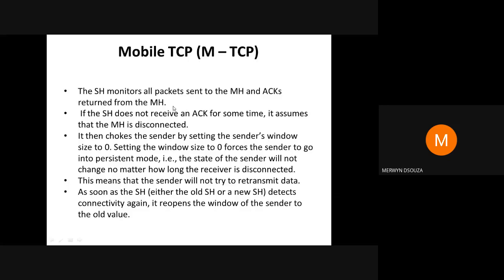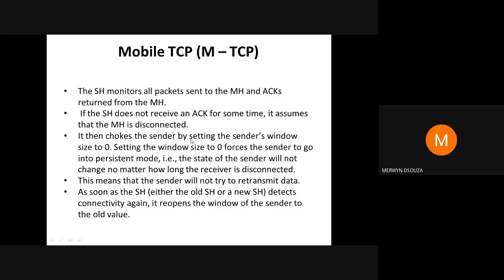So as soon as the supervisory host detects the connectivity again, now the supervisory host can be the same supervisory host or a new supervisory host, suppose the mobile has gone to a new network, it reopens the window of the sender to the old value. So whatever was the old value of the window size of the sender, that value will be restarted. So this is how connectivity will be established again, and data transmission will happen at the same original speed as before disconnection.